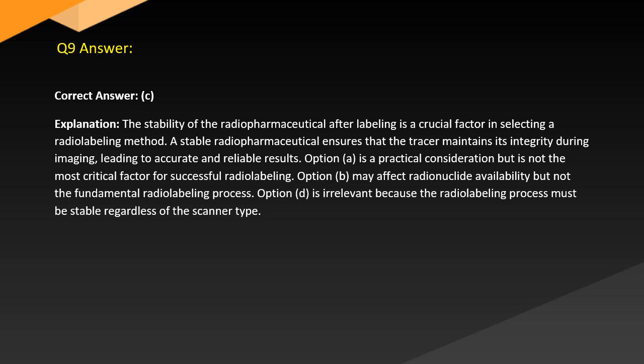Answer. Correct answer C. Explanation. The stability of the radiopharmaceutical after labeling is a crucial factor in selecting a radiolabeling method. A stable radiopharmaceutical ensures that the tracer maintains its integrity during imaging, leading to accurate and reliable results.